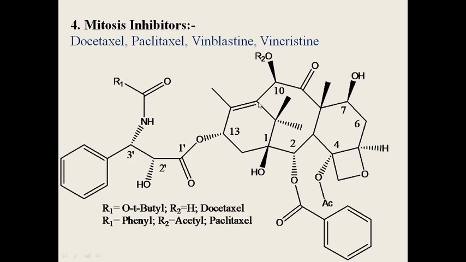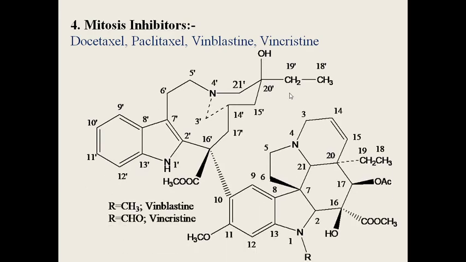And at position number 11 and 12, there is a double bond, and at 12 there is a methyl also. And at 13, there is another substitution here. You can see this is an ester here at position number 1. At position number 2, there is a hydroxy. At position number 3, here is a phenyl, and here is an amide structure. And of this amide, here it can be a phenyl also or O-tert-butyl also. If phenyl and R2 acetyl, it is paclitaxel. If R1 is O-tert-butyl, and here at position number 10 it is hydroxy, then it will be docetaxel.